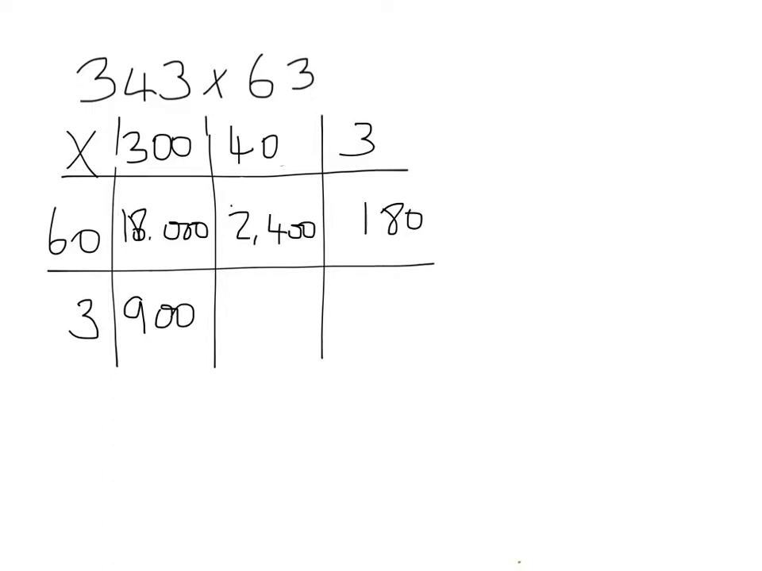40 times 3 is 12. No, it's not. 40 times 3 is 120, if 4 times 3 is 12. 120 should go in there. And 3 times 3 is 9.